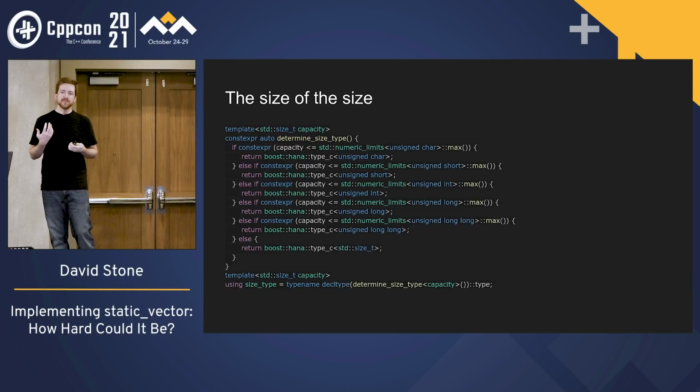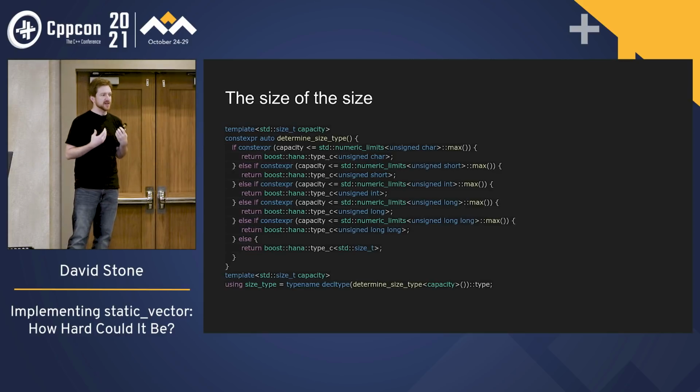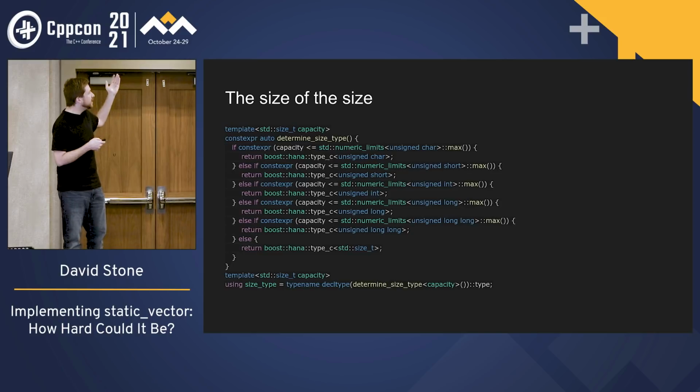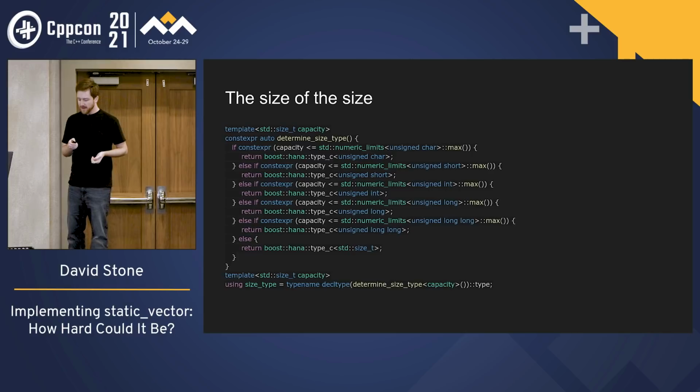This could also be implemented in kind of the more traditional metaprogramming way with class templates and specializations of class templates with a nested type member. But this, in my testing, actually compiled faster than the class template specialization version. Who doesn't like faster compile times? And I think it's also a little easier to read, because you just read through: if the capacity is here, if it fits in an unsigned char, use unsigned char, unsigned short, and so on.